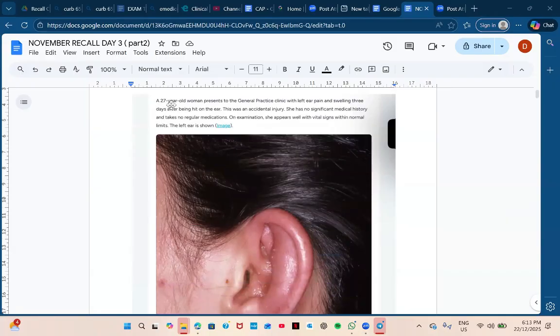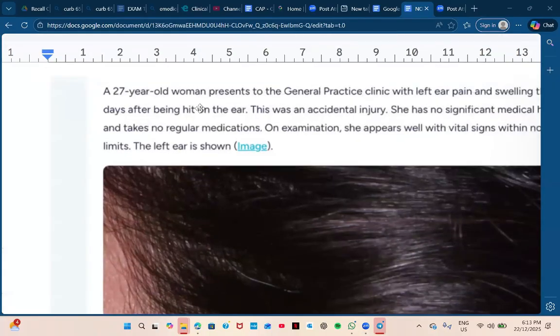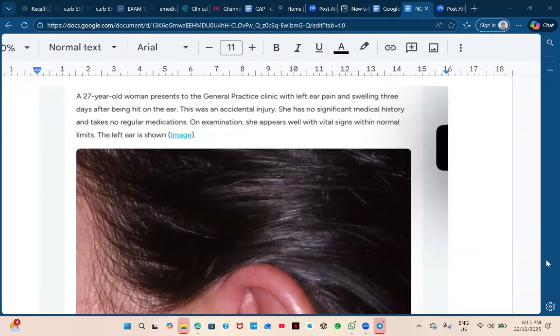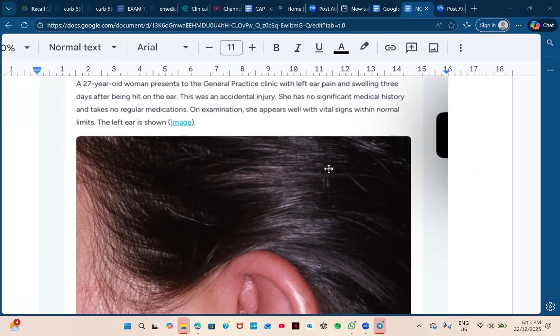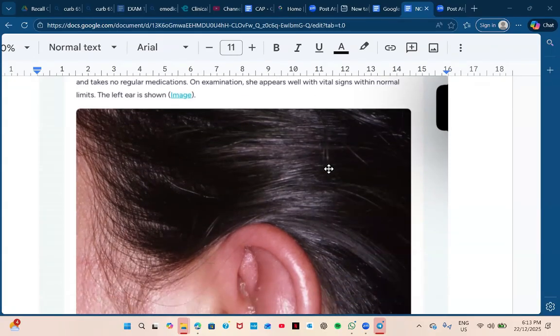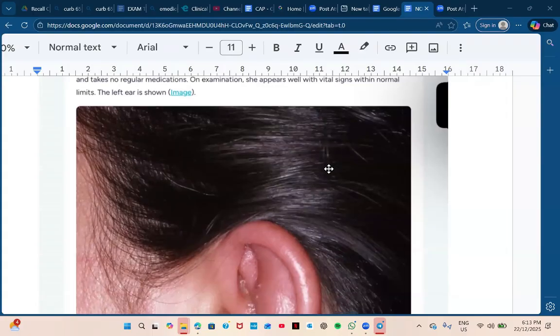Okay. So 27-year-old woman present to the GP practice clinic with the left ear pain and swelling, 3 days after being hit on the ear. This was an accidental injury. She has no significant medical history and takes no regular medications. On examination, she appears well with vital signs within normal limits. The left ear is shown.